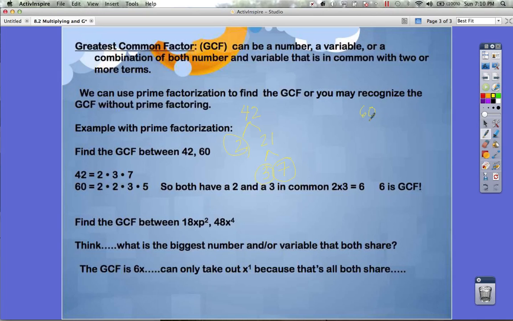Okay, and then 60 breaks down to 2 and 30, which breaks down to 3 and 10, which breaks down to 2 and 5. All right, now all these are prime. Okay, and I wrote these over here, 2 times 2 times 3 times 5. Now, when you're doing a prime factorization, you're looking to see what is in common between both of those. So I have a pair of 2's, and I have a pair of 3's. So then you multiply the 2 times 3, which gives you 6. So in this problem, my GCF equals 6.